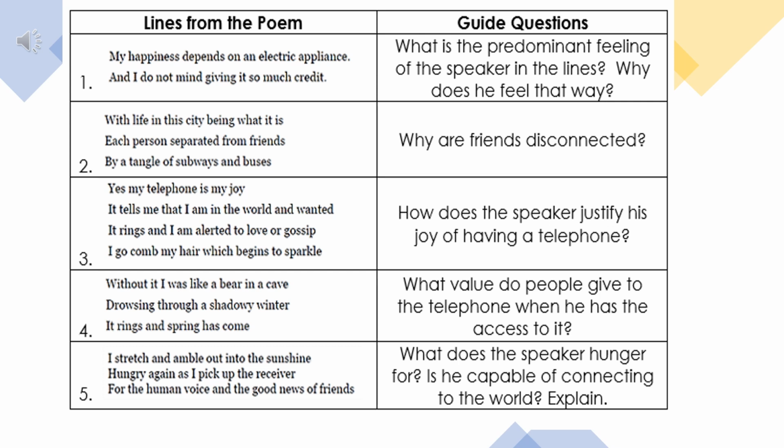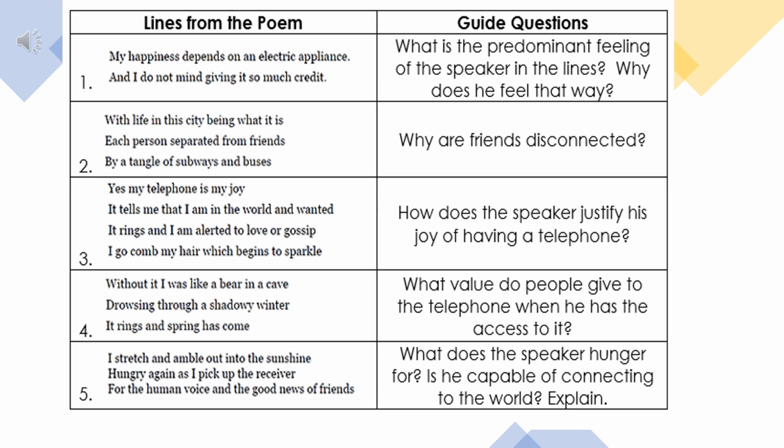Number three, the lines from the poem. Yes, my telephone is my joy. It tells me that I am in the world and wanted. It rings and I'm alerted to love or gossip. I go comb my hair, which begins to sparkle. So how does the speaker justify his joy of having a telephone? You have there the statement, the evident statement saying that the telephone is his joy.